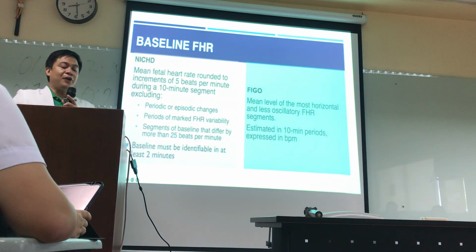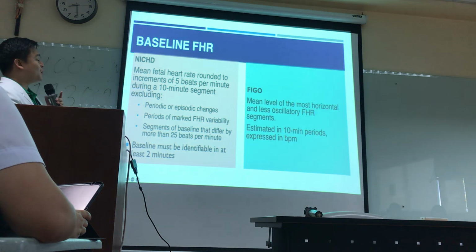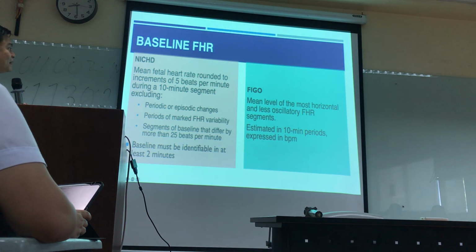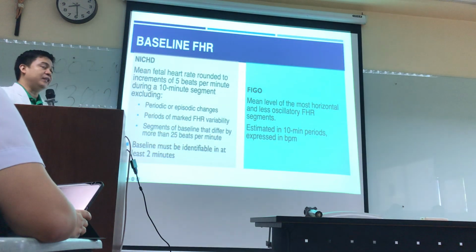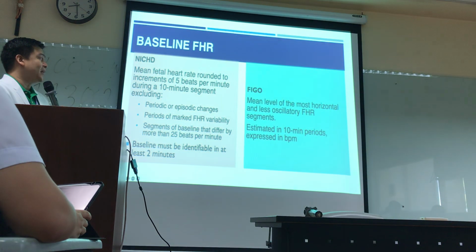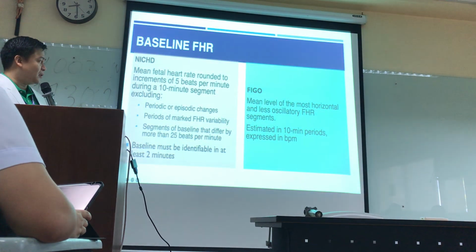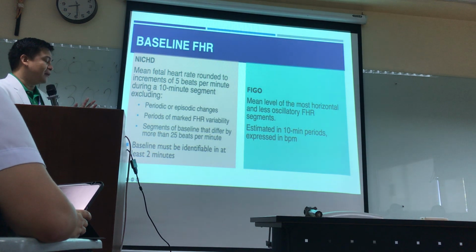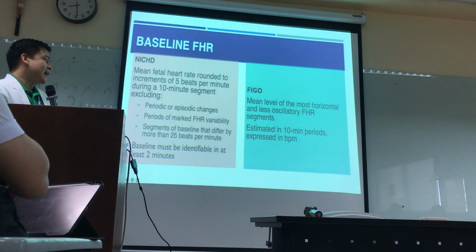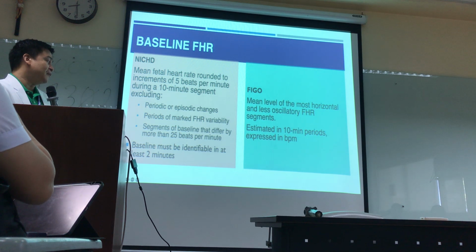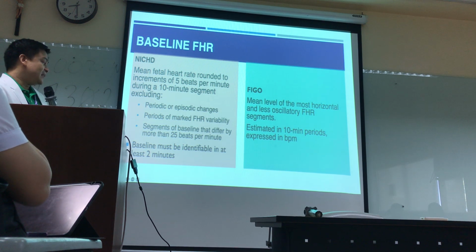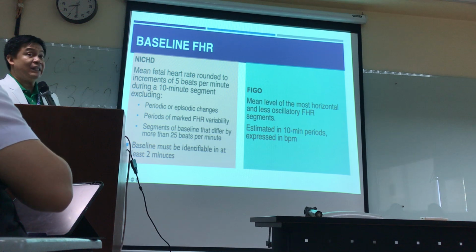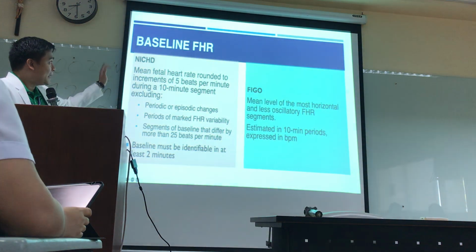For your baseline fetal heart rate, according to NICHD, it is the mean fetal heart rate rounded to increments of 5 beats per minute during a 10-minute segment, excluding periodic or episodic changes, periods of marked fetal heart rate variability, and segments of baseline that differ by more than 25 beats per minute. The baseline must be identifiable in at least 2 minutes. So that's your baseline fetal heart rate.